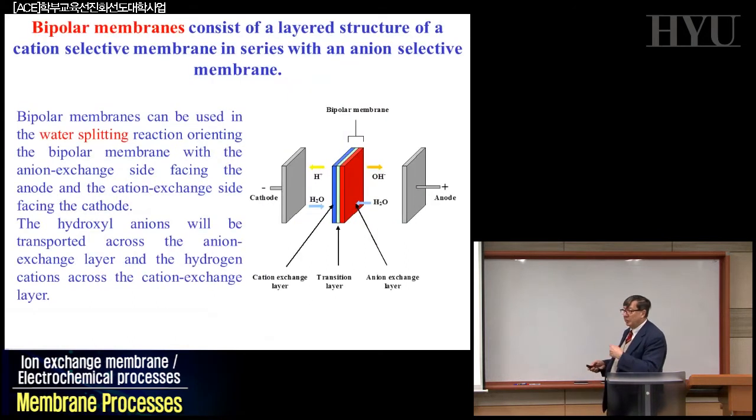So we will define our selectivity at the end also in terms of the transport number, because that gives an idea of whether the membrane is good or not.